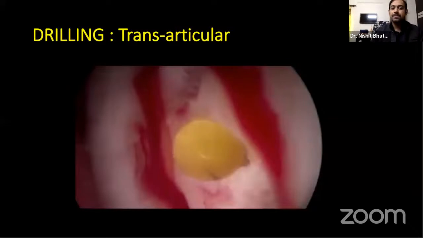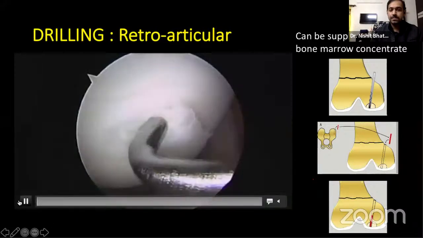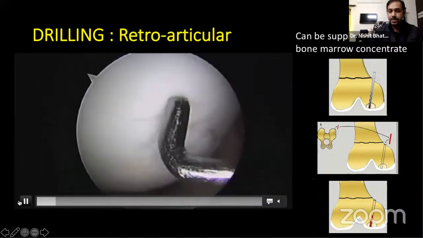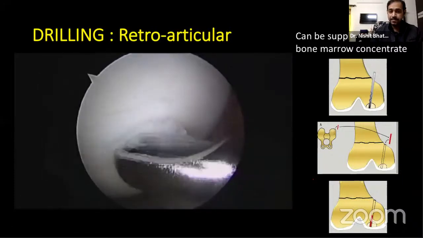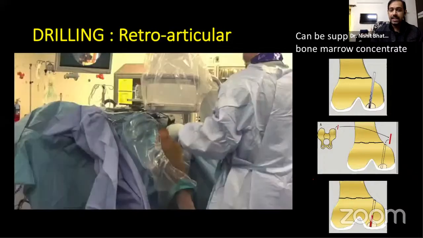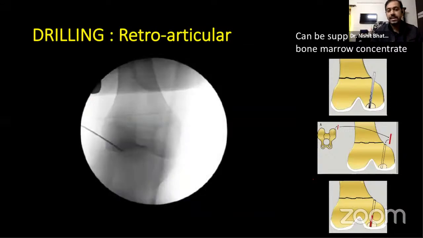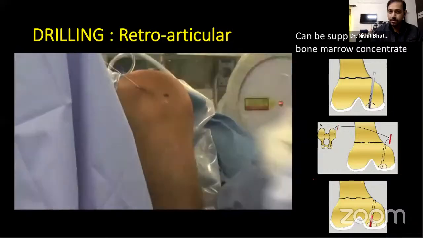So a second type of drilling was introduced, which is known as the retroarticular drilling. In this, we do not drill through the joint, but we actually drill from behind through the bone. So this also starts in this manner, that we do a diagnostic arthroscopy, identify the defect, clear the debrided cartilage, and then we use a C-arm and localize where the particular osteochondral defect was and make the K-wire reach right up to the subchondral bone.